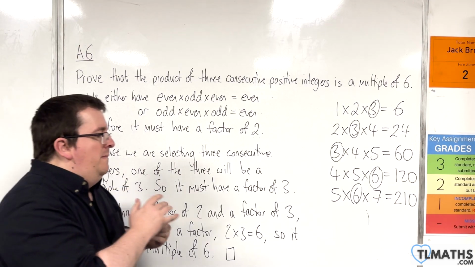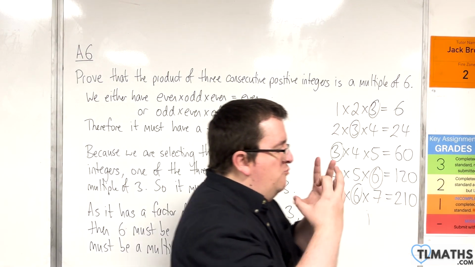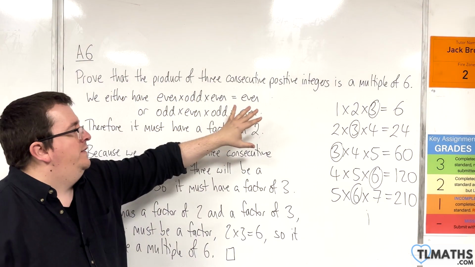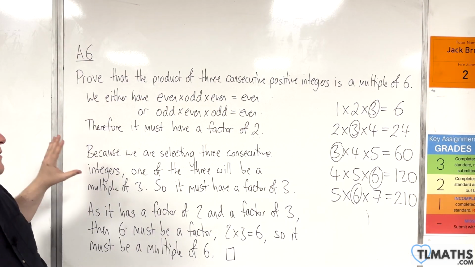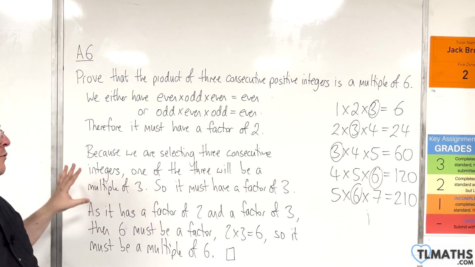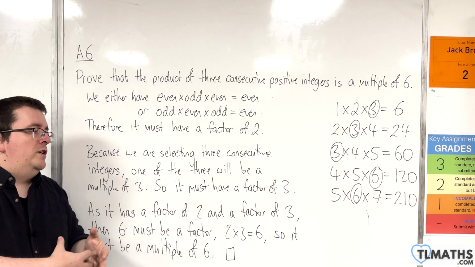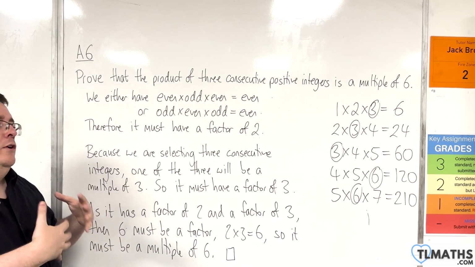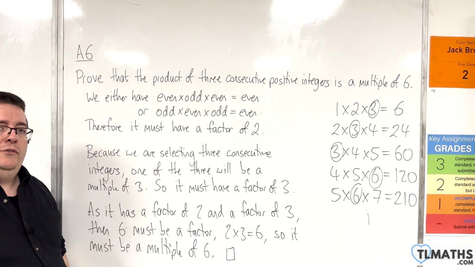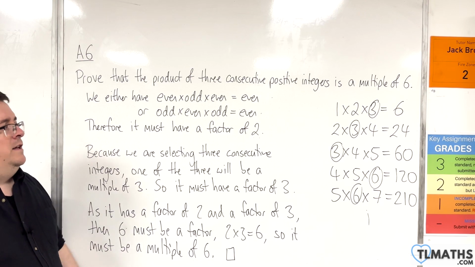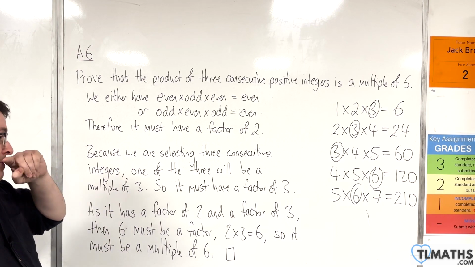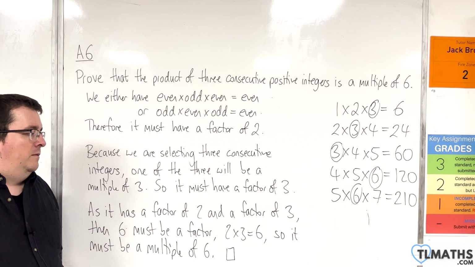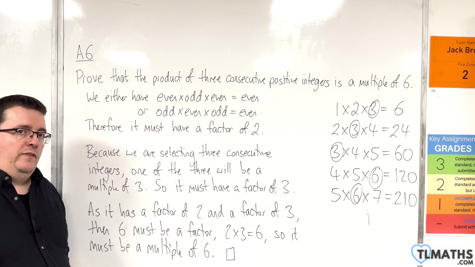Okay, so it's very much a 3-pronged attack here. The first stage must be identifying that it has a factor of 2. Then we identify it has to have a factor of 3. And then the conclusion is that if it has both of those, it must have a factor of 6. And so the number must be a multiple of 6. Okay? This proof comes back again at A level. It's one that we look at there as well. So it's well worth your time knowing this proof now.